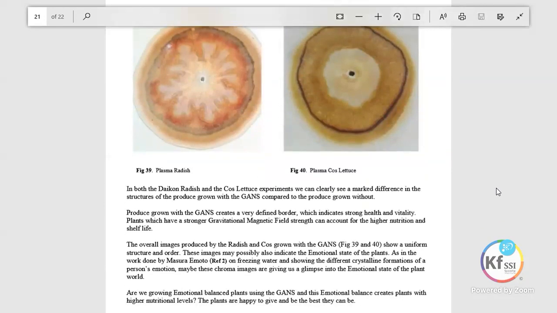As I say, these pictures show a very nice uniform structure and order. To me, these pictures may also indicate the emotional state of the plant, as in the work done by Masaru Emoto, when he freezes water, showing the different crystalline formations of a person's emotion that is reflected into those ice crystals. Maybe the chroma images are giving us a glimpse into the emotional state of the plant world.